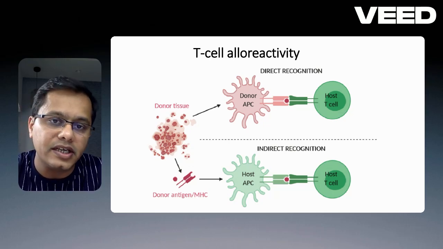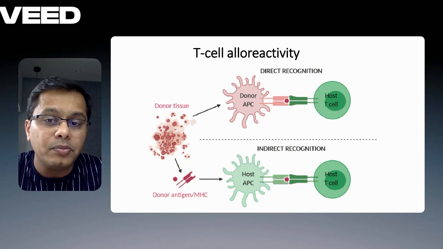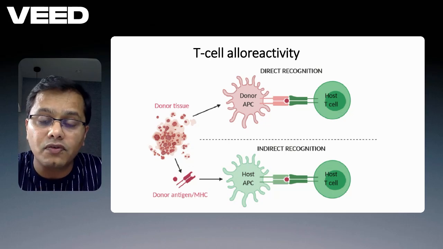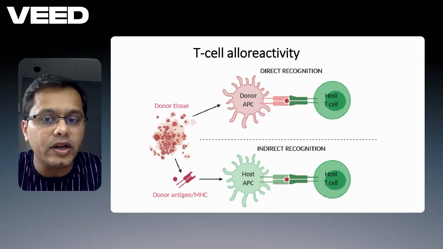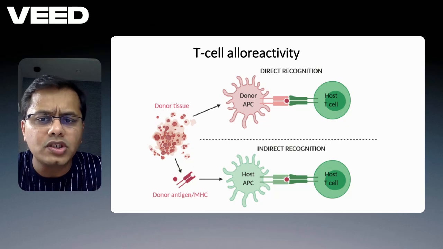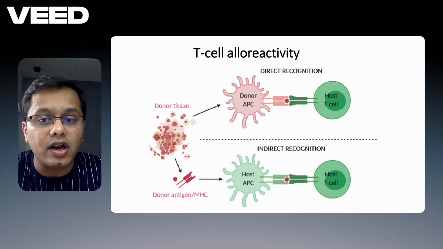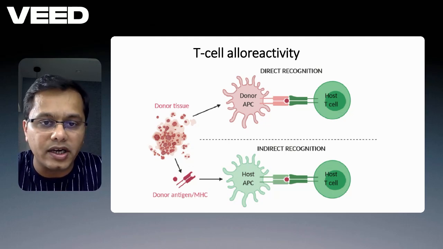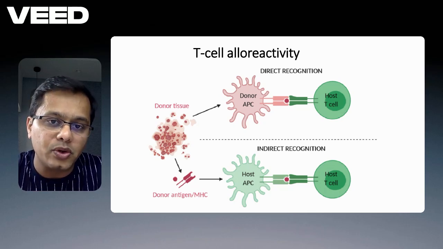Now, the major challenge with haploidentical transplants is increased risk of graft versus host disease and graft rejection. And this is primarily mediated by the alloreactive T cells. Now, what do you mean by alloreactive T cells? The T cells which recognize the foreign antigens and try to attack them is what we mean by alloreactive T cells. Now, interestingly, there are two types of T cell alloreactivity.